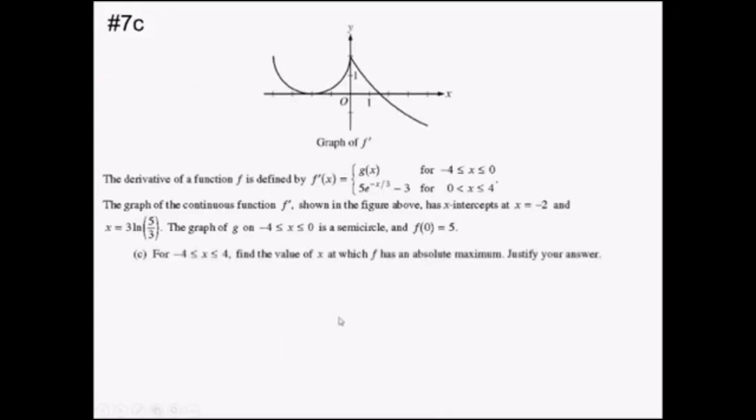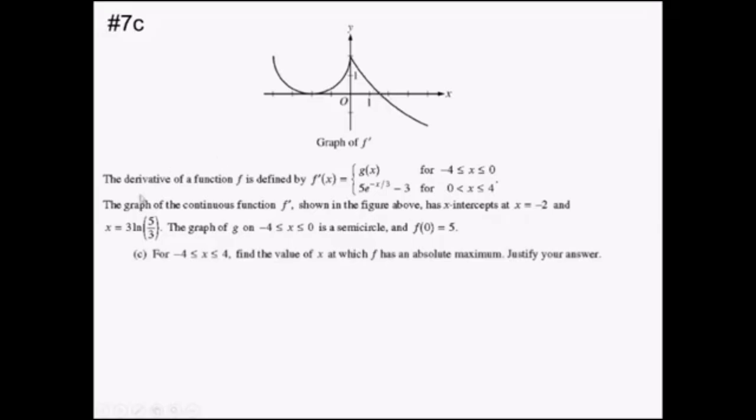For this last problem part, they want us to find where the absolute max occurs for this function f. Now, normally we would use the candidates test here, and we would test out the endpoints, negative 4 and positive 4, which we actually have found f of those values, so we could use those at least. We'd also have to test out critical values. So that would include right here at negative 2, and also this other critical value for f prime.